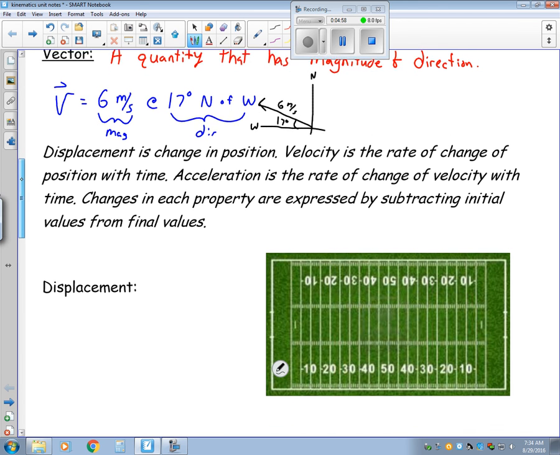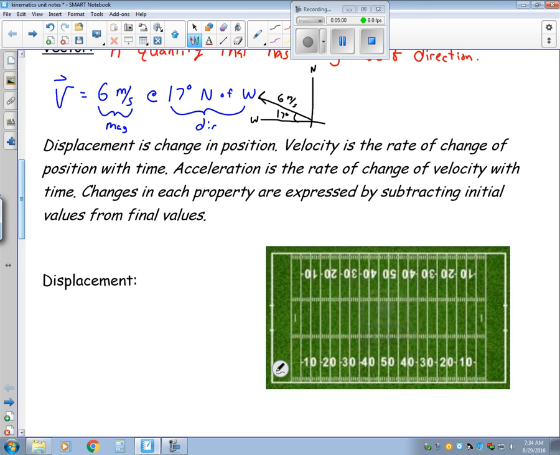Okay, displacement is the first thing I want to talk with you about. Displacement is a change in position. Velocity, we're going to learn, is the rate. Now, rate means something over time. Velocity is the rate of change of position with time. And acceleration is a rate, so again, something over time, of the change in velocity with time. Changes in each property are expressed by subtracting the initial value from the final value. So let's unpackage that a little bit.